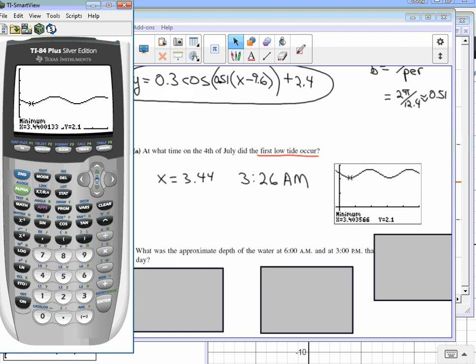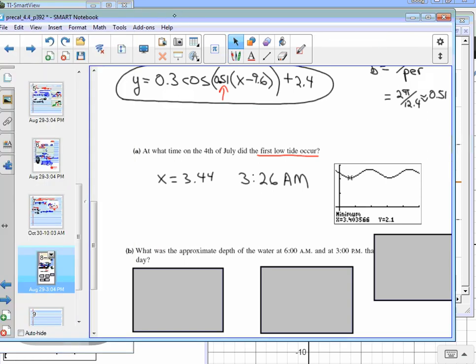Why does the book say 3:24? Maybe we used the approximate b, maybe it's a rounding thing is my guess. What does the book say? At 3:24 a.m. we got 3:26 a.m. We approximated the b value, and that's the difference. They left it as pi divided by 6.2. They didn't round off the b value. There you go. That's where the difference came from. We'll go with this one, since we're working with this one right now.